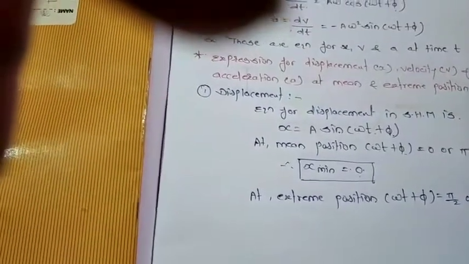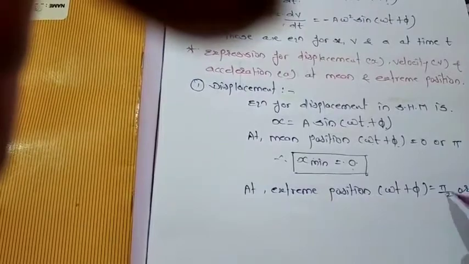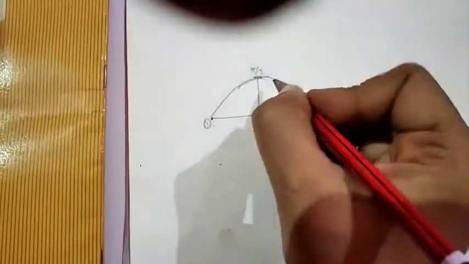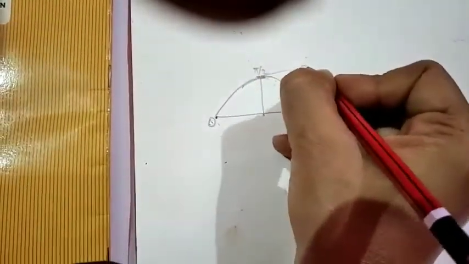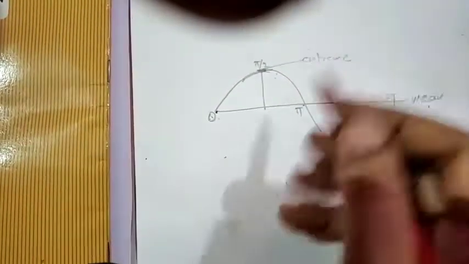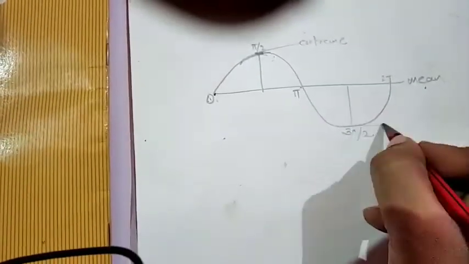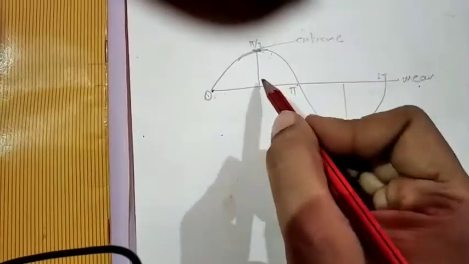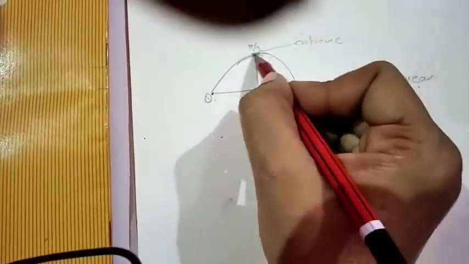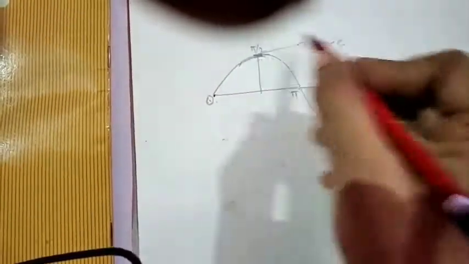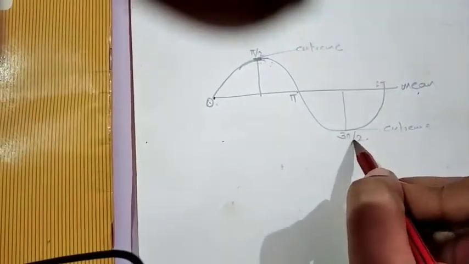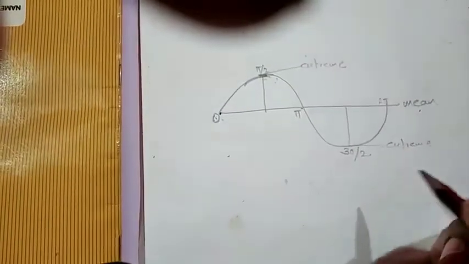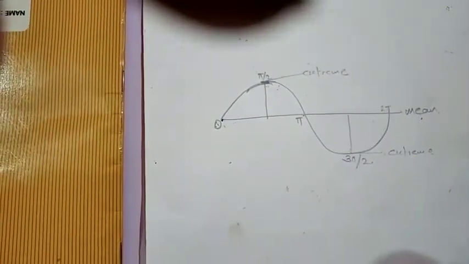We'll see where is the position of this pi by 2 and 3 pi by 2. This is the mean and this is the extreme position. That is the positive extreme and this is the negative extreme, the other side of the extreme position. So this pi by 2 is an extreme position, and to the lower side it is 3 pi by 2. This is also an extreme position. So we'll write this in the equation for extreme position.